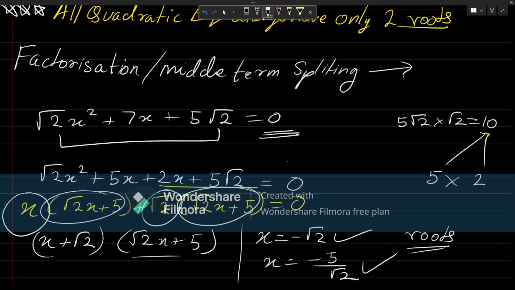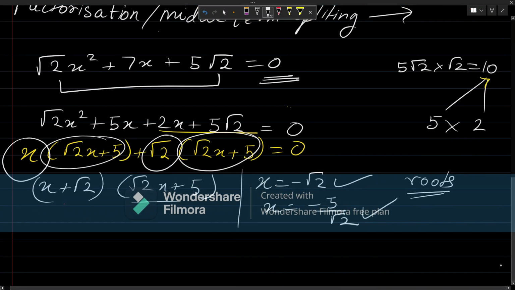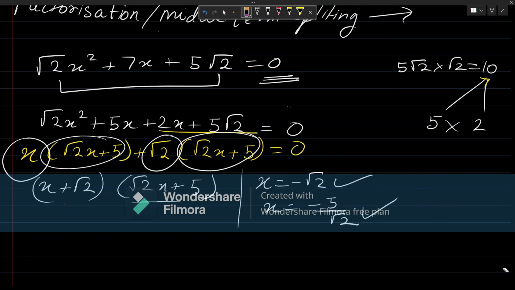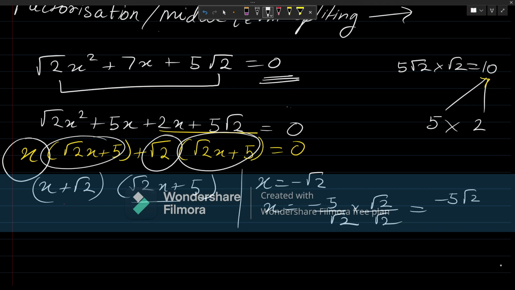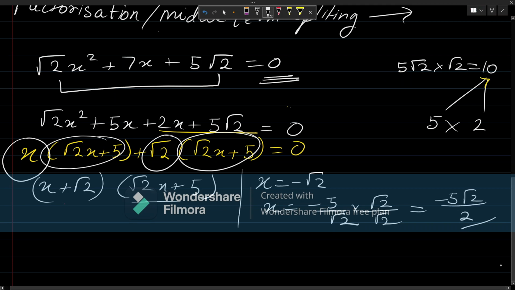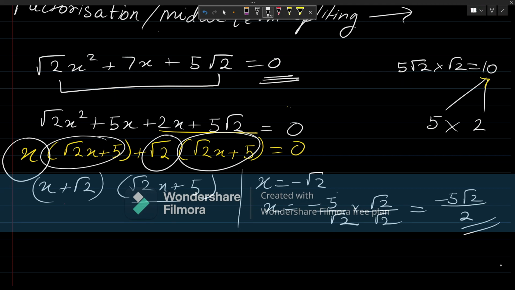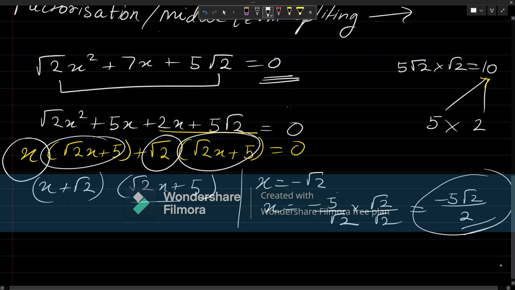And also, if you have roots, there's one more thing that most people might miss, even I missed it sometimes: you need to factorize this number. So root 2 upon root 2 minus 5 root 2 upon 2 will be the final answer. Even if you write minus 5 upon root 2, it will be correct. But to be on the safer side, you can do this step if you remember. If you don't, then this answer is also fine.